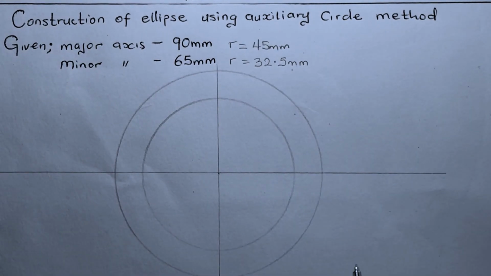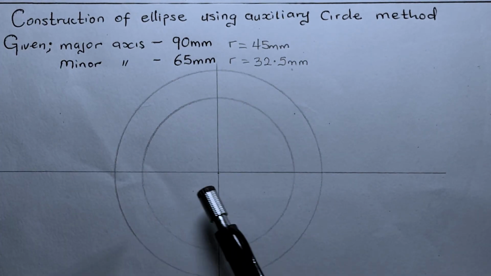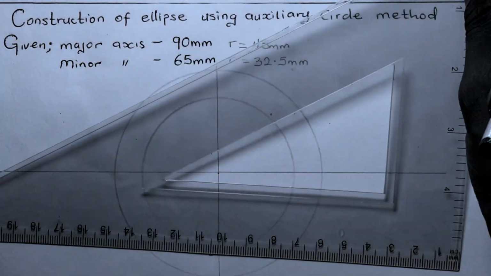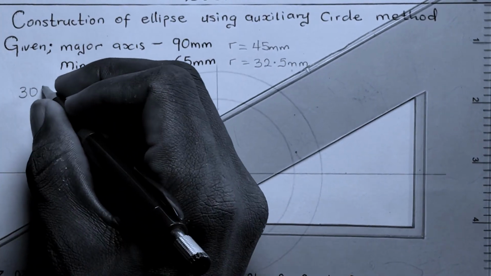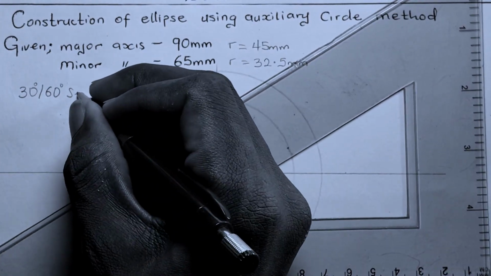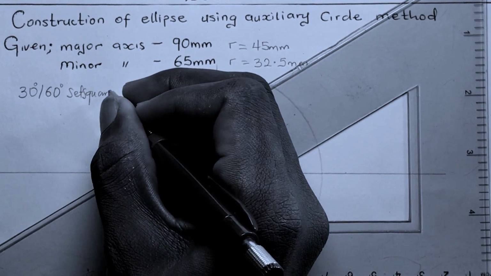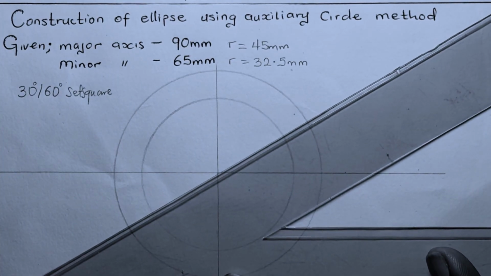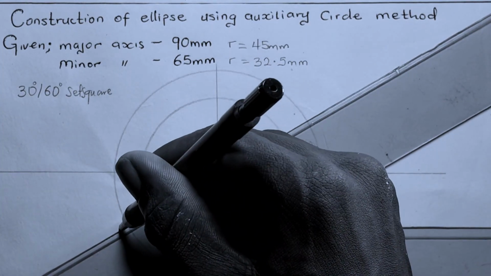We're going to be dividing this circle into 12 equal parts. That means each quadrant will be divided into 3 parts using our set square. We're going to be using our 30/60 degree set square. To do this, we're going to use it from both sides of the circle. So this is our 30 degrees.